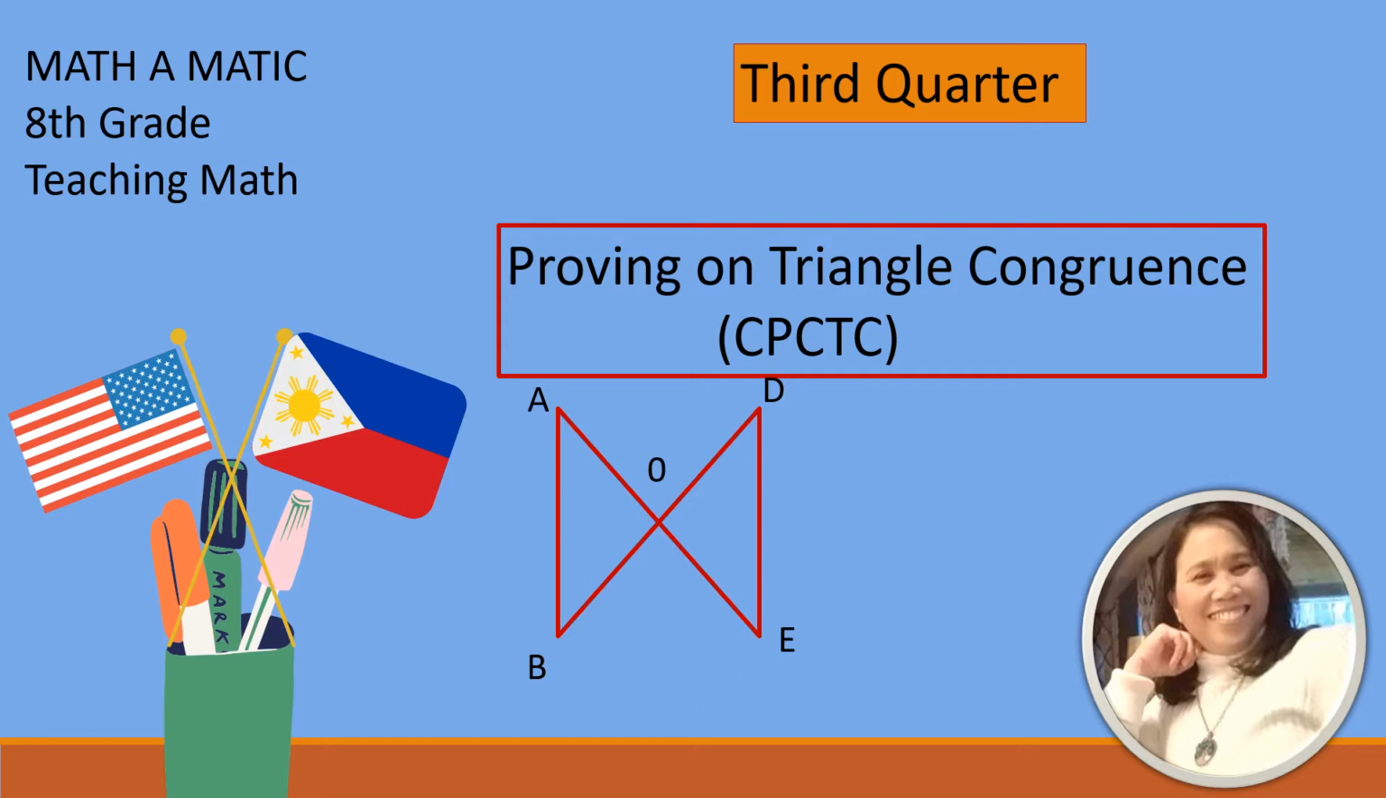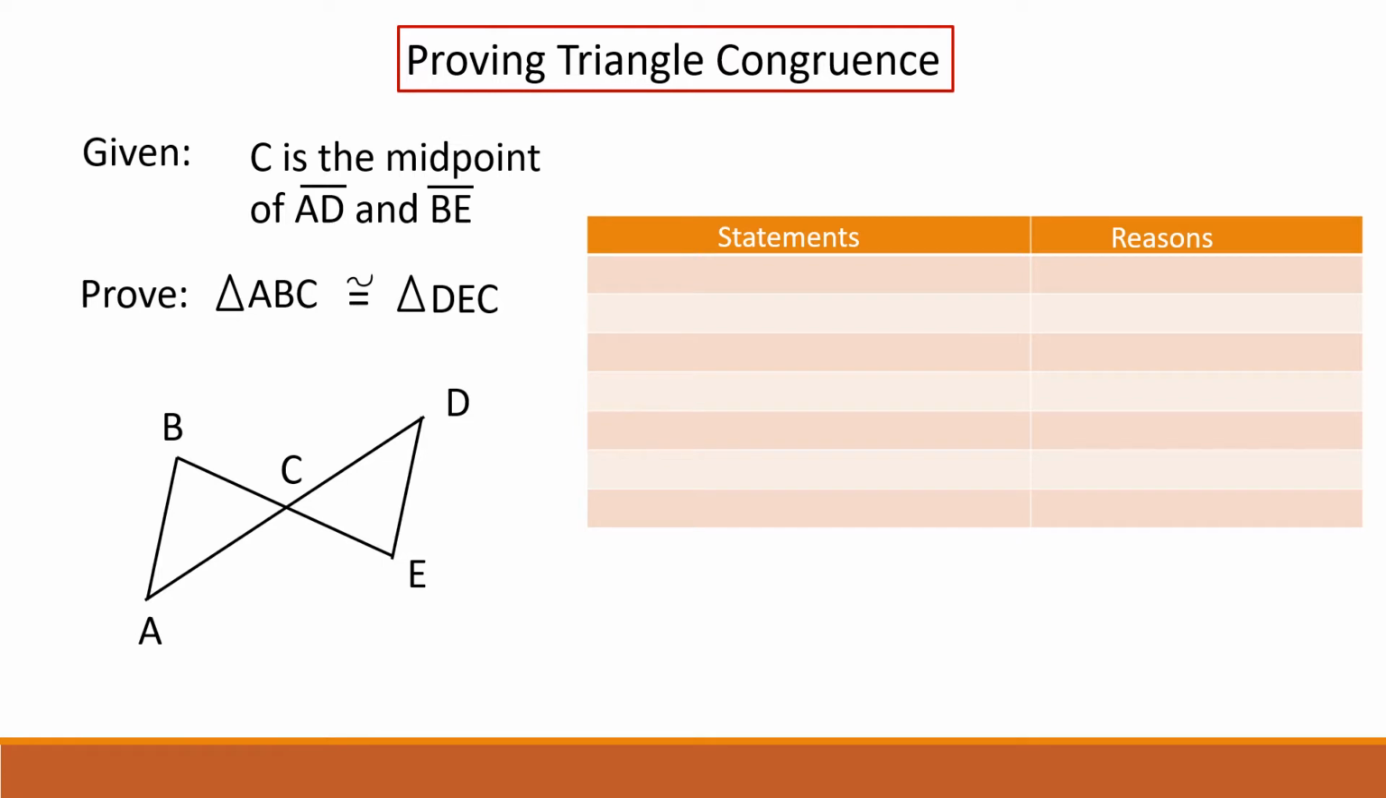Let's get started in today's lesson. Here we're going to prove that the two triangles are congruent using a two-column proof. Given: C is the midpoint of segment AD and segment BE. What does it mean if it's a midpoint? It means that this point divides segment BE into two congruent segments. Same with segment AD. Point C is the midpoint of this segment, so it also divides segment AD into two congruent segments.